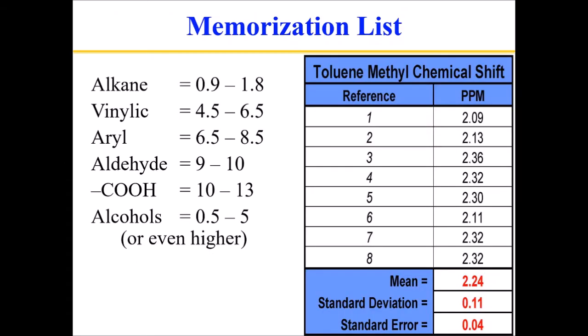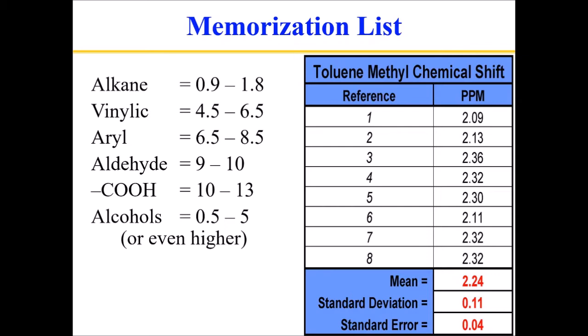I have promised to give you a Proton NMR memorization list for a while, so here it is. If a hydrogen is attached to an alkane, we typically see that hydrogen in the range of 0.9 to 1.8. If the hydrogen is connected to a vinylic group, in other words, if it is a simple pi bond and there's a hydrogen hanging off of it, then we expect that hydrogen to show up in the Proton NMR between 4.5 and 6.5, aromatic hydrogens between 6.5 and 8.5, aldehydes between 9 and 10, carboxylic acids between 10 and 13, and alcohols are nomads. They just wander and end up in all kinds of interesting places.